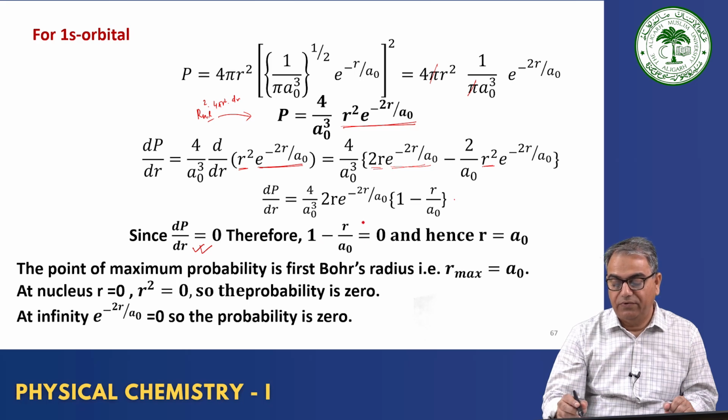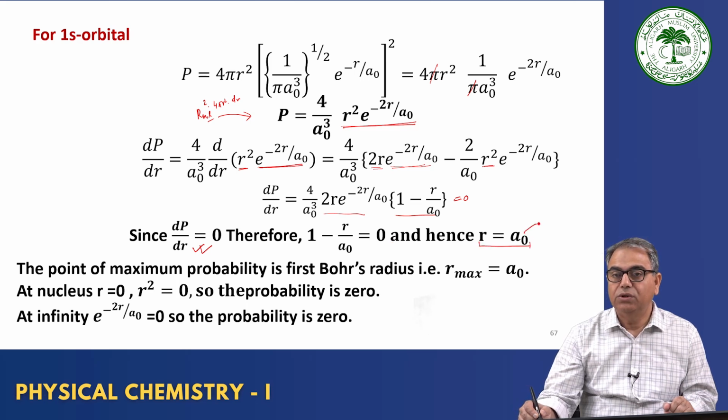So for this equation to be valid, if it is equal to 0, then either this is 0 or this is 0. This is 0 means everything will be redundant. So 1 minus r divided by a naught is equal to 0, and hence r is equal to a naught, and a naught is what?